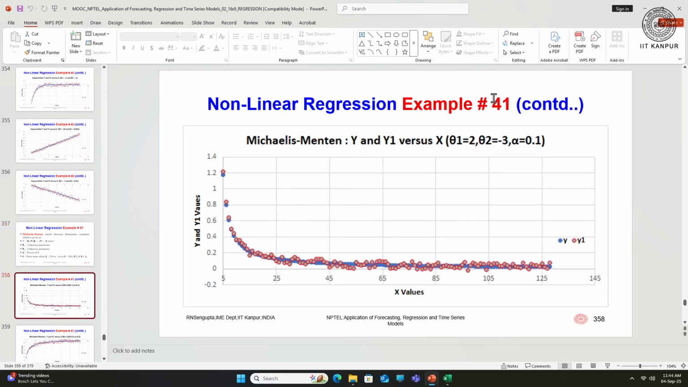So, let us go through the graphs. So, this is the kinetic reaction equation, the Michaelis-Menten equation model, and we are plotting y and y1 versus x. What are the theta values? The theta values are as shown in this PPT slide. Theta 1 is 2, theta 2 is -3 and alpha is 0.1. So, let us do it.